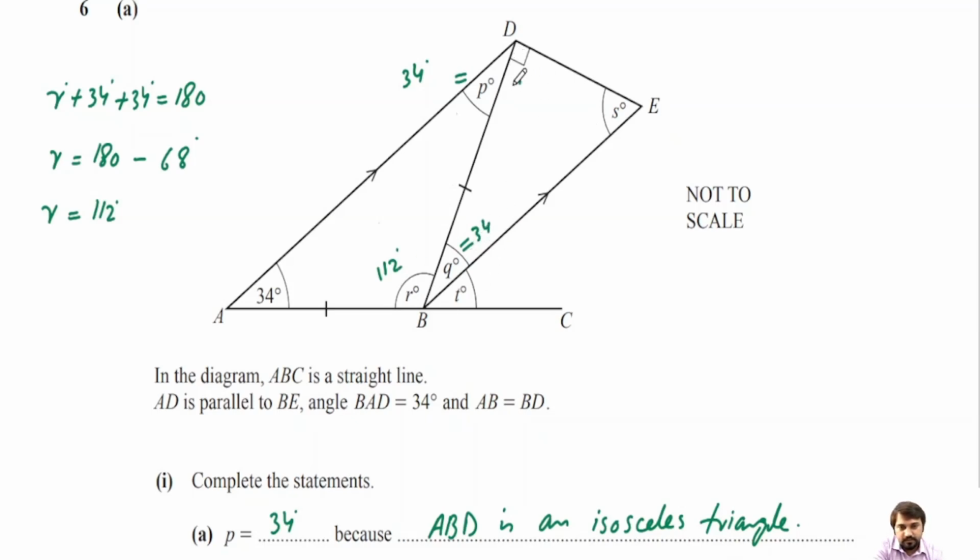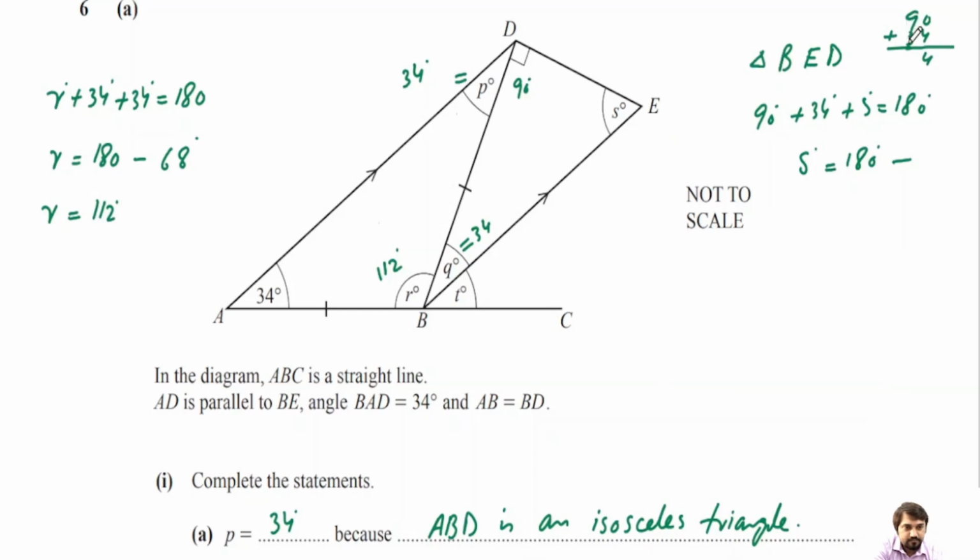This is 90 degree. So apply the sum rule here again in triangle BED, 90 degree plus 34 degree plus S degree is equal to 180 degree. Now value of S is equal to 180 degree minus, add them, that is 90 degree and 34 degree, add them, 124 degree.